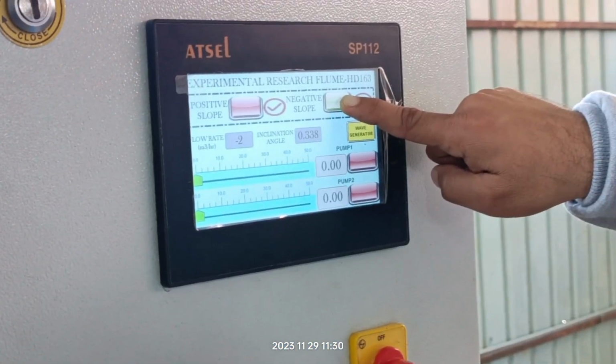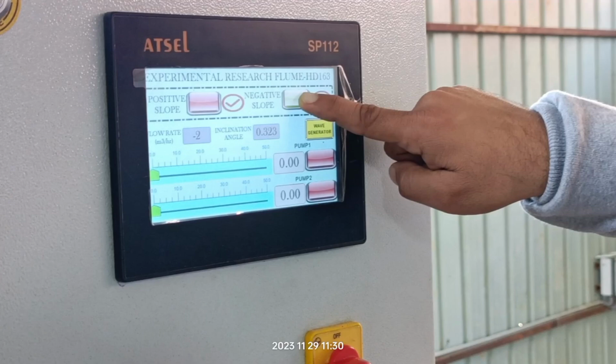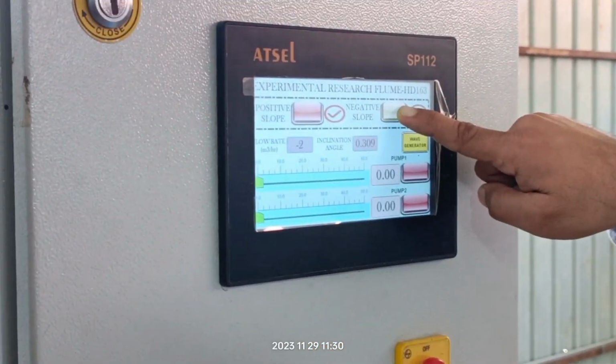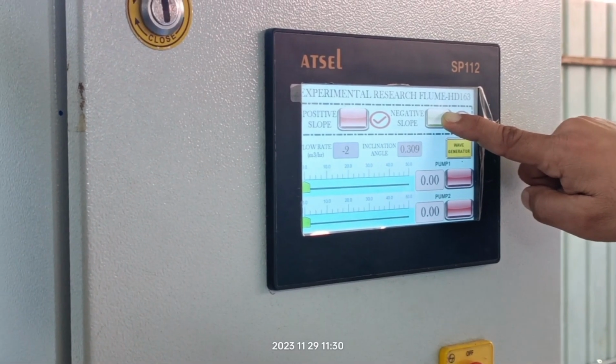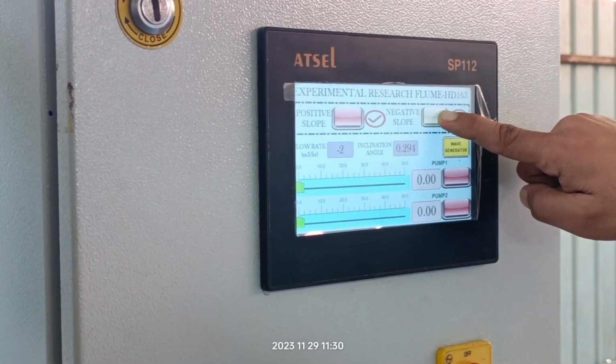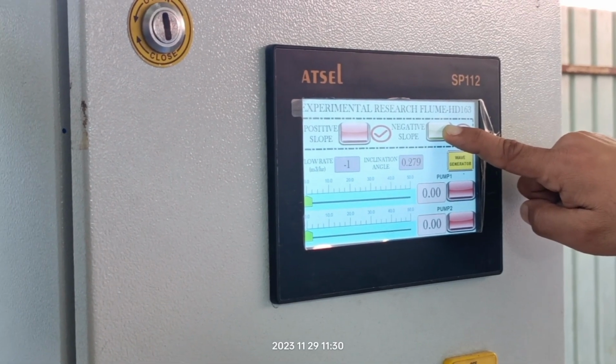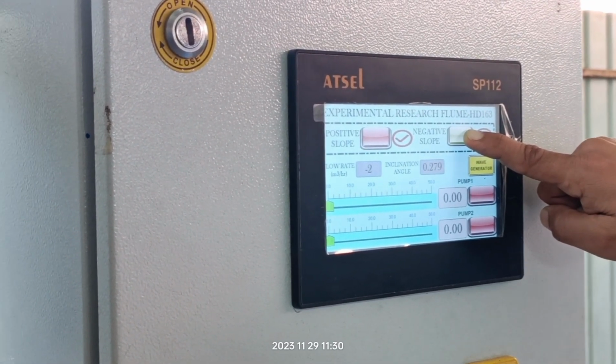Generally slope is expressed in percentage. In specification it is 1% tilting, 2% tilting. But if you convert it into degrees, it is always 0.5, 0.6, 1.2 degree, 1.3 degree. That slope is enough for any experiment.